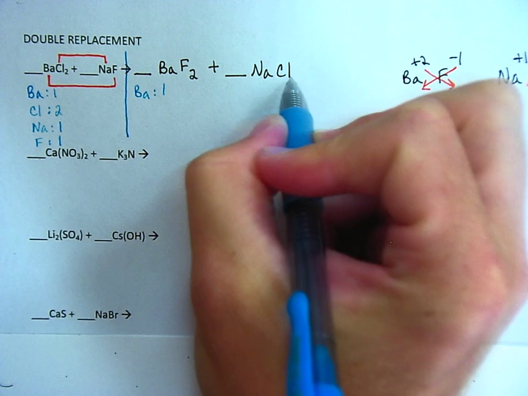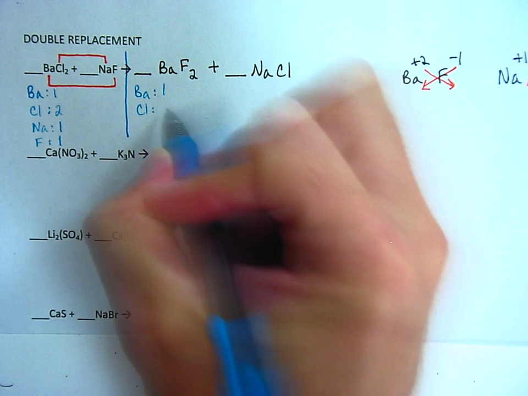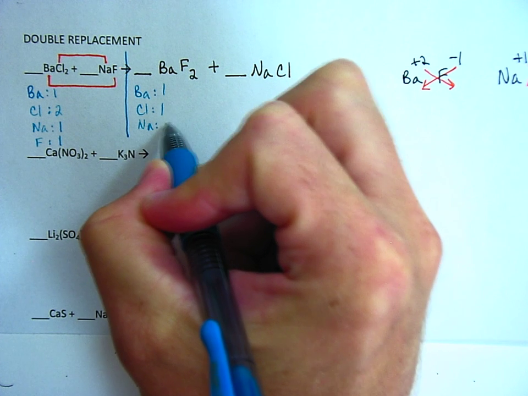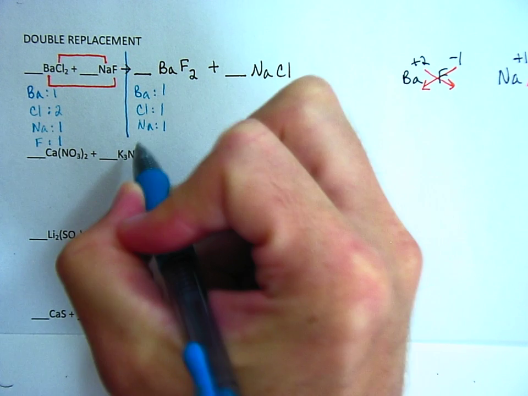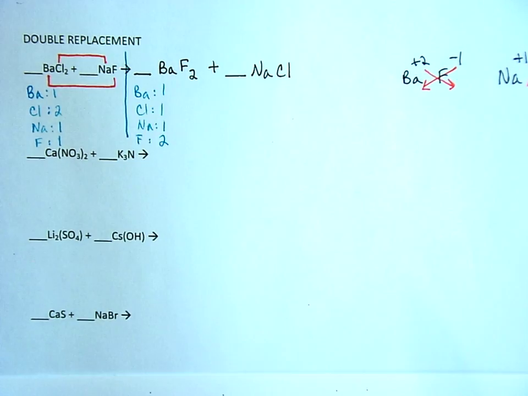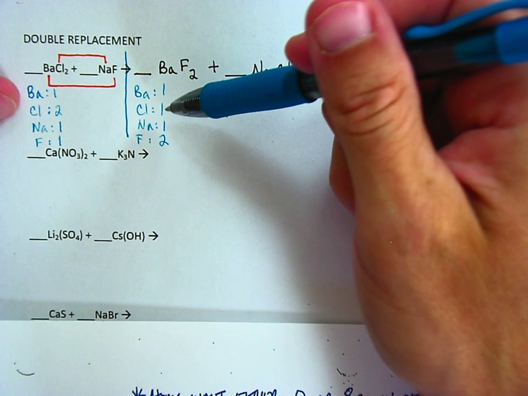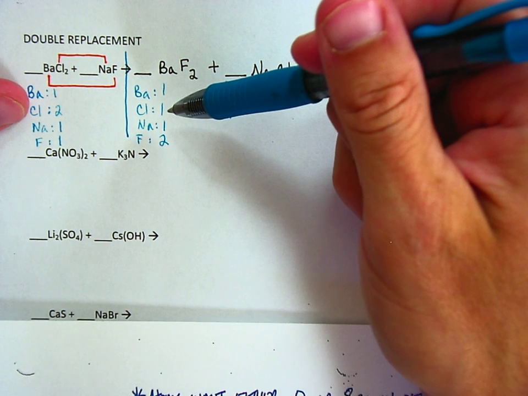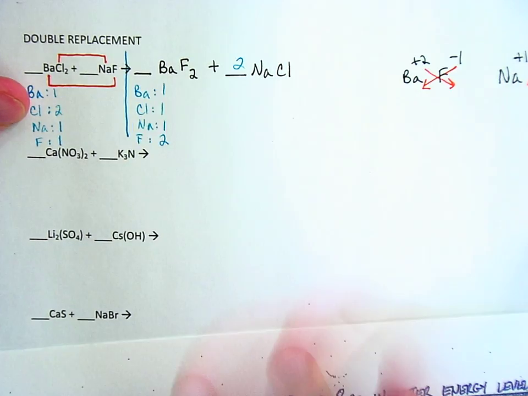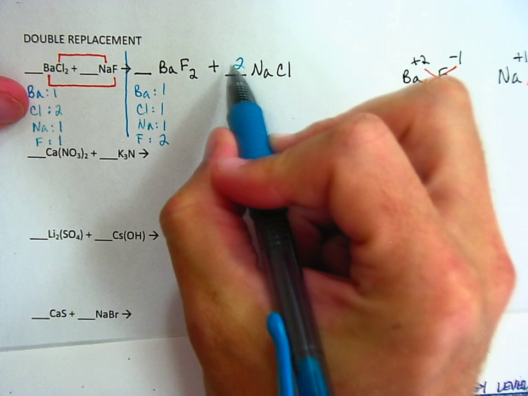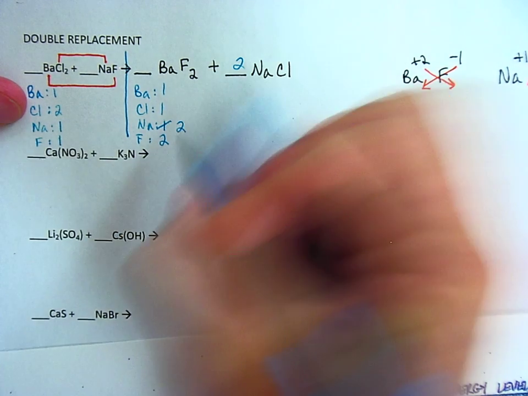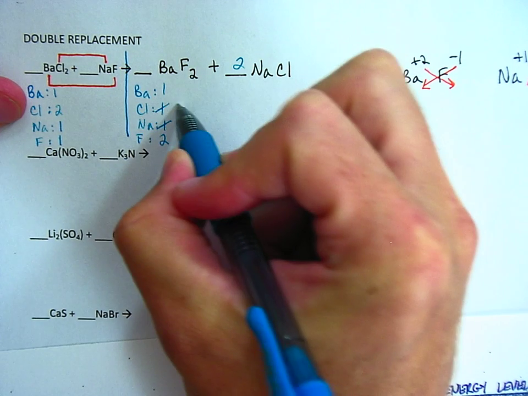Barium, there's 1. Chlorine, there's 1. Na, there's 1. And for fluorine, there are 2. Okay, so the bariums are balanced. The chlorines are not balanced. You have 2 on the left and only 1 on the right. So let's put a 2 over here to get it even. So now that 2 as a coefficient gets distributed to the sodium. So that actually gives you 2 sodiums, and 2 times 1 chlorine gives you 2 chlorines.